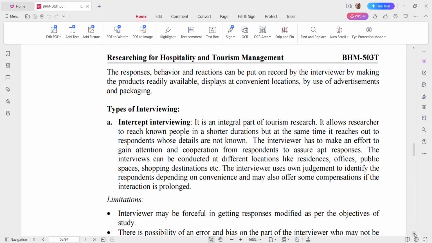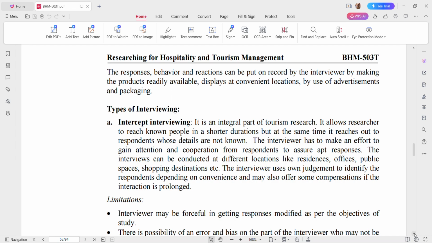Okay, now we have here types of interviewing. So we have first, intercept interviewing. What does it mean? This one allows the researcher to reach known people in a shorter duration, but at the same time, it reaches out to respondents whose details are not known. So, meaning to say, there's no talaga rapport, kung sino lang yung nakita ni interviewer, no, na kasalubong niya or nakita niya. The interviewer has to make an effort to gain attention and cooperation from the respondents to assure responses. So the interviews can be done at different locations like residences, offices, public spaces, shopping destinations.